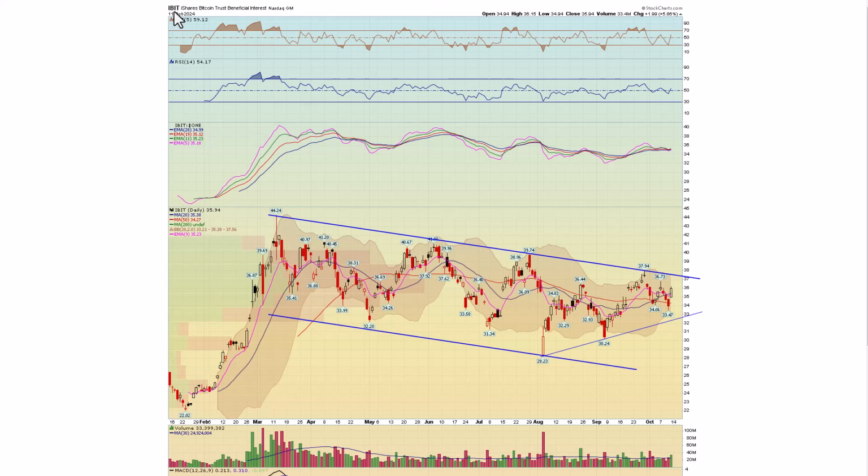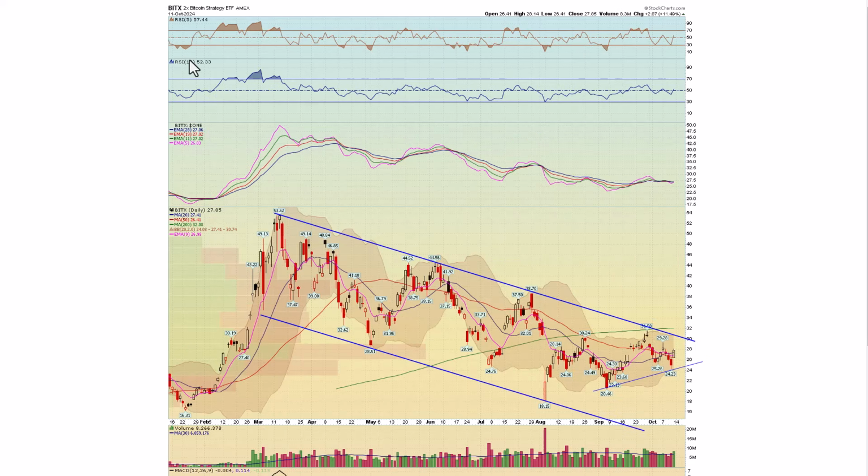Here's one of the newer Bitcoin ETFs, IBIT. This one actually has a little bit more volume. 33 million shares it traded on Friday. Nice pattern. And if you want some leverage, BITX, that's the 2-times leveraged. So there you go, similar patterns.